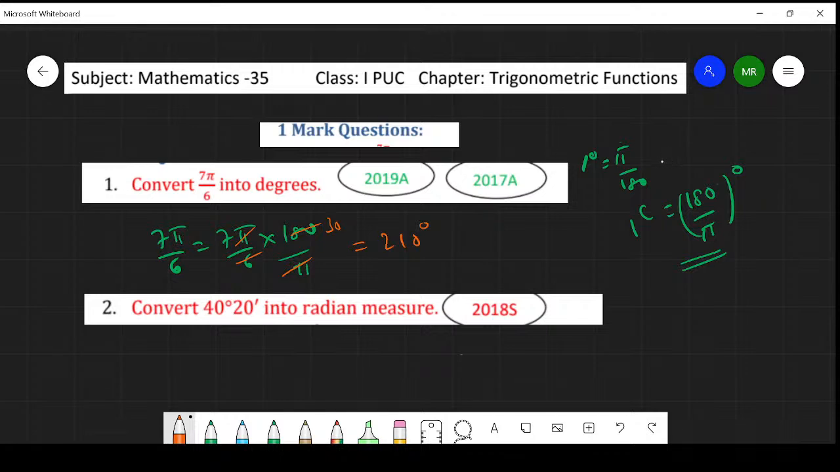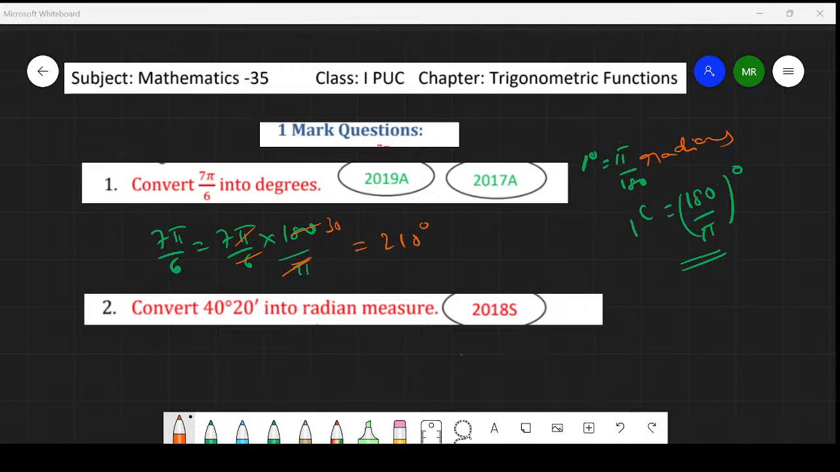You remember the conversion: 1 degree equal to pi by 180 radians, and 1 radian equal to 180 by pi degrees. When I multiply by 180 by pi here, I get 210 degrees. I eliminated pi here. This one is 180 degrees, this is pi, I eliminated this. Because I have taken 180 by pi, you can eliminate it and get 210 degrees.